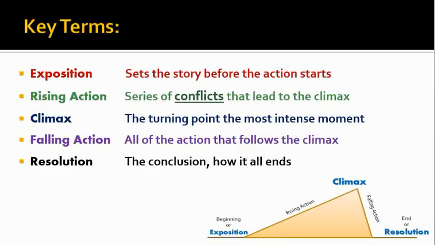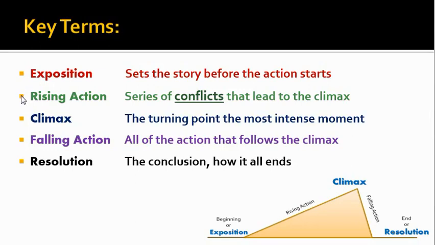Let's take a look at some of the key terms here in building a plot. First, we have the exposition. This sets the story. We're going to find the setting here. We're going to be introduced to where the story takes place, when the story takes place, and who the main characters in the story are.